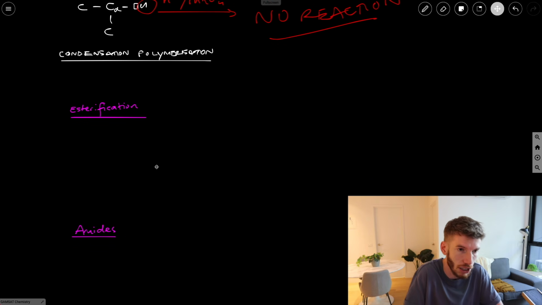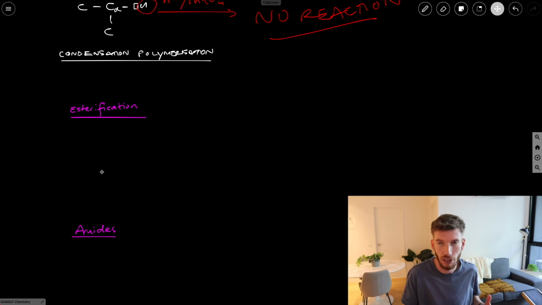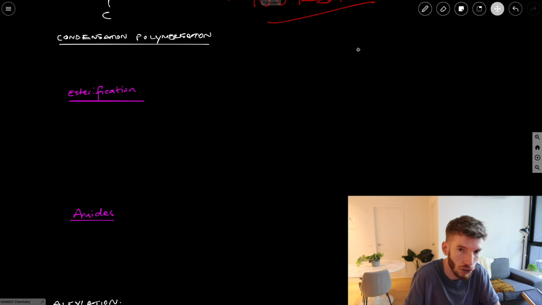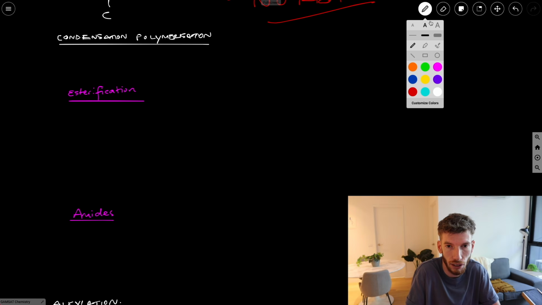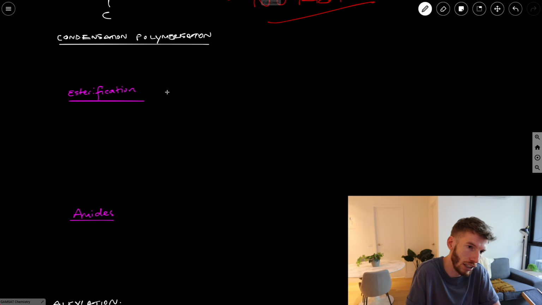Then you've got condensation, polymerization. So again, a bit of a tongue twister of a name. Condensation meaning a reaction that forms water as a byproduct, the condensation of water. Polymerization forming a polymer, making a chain out of smaller things. So esterification is one type. This is where you form esters. So an ester is effectively formed from an alcohol plus a carboxylic acid.